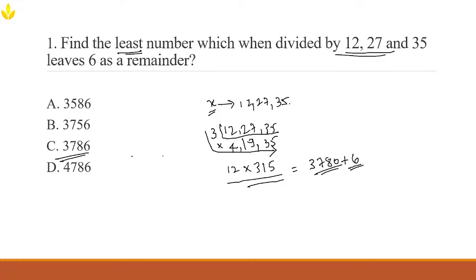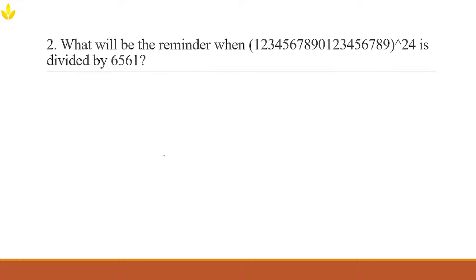So let's move on to the next question here. What will be the remainder when 1234567890123456789 to the power of 24 is divided by 6561?